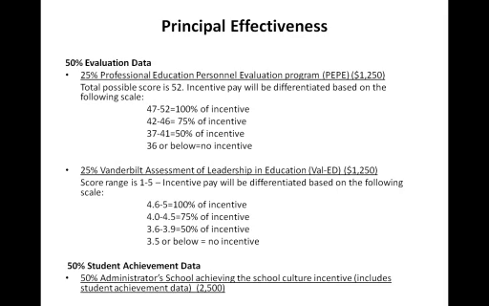The 50% student achievement data is actually based on the administrator's school achieving the school culture incentive. This was decided because the school culture incentive includes student assessment data, but it also includes other areas that we felt were important. The total amount of this incentive is $5,000.